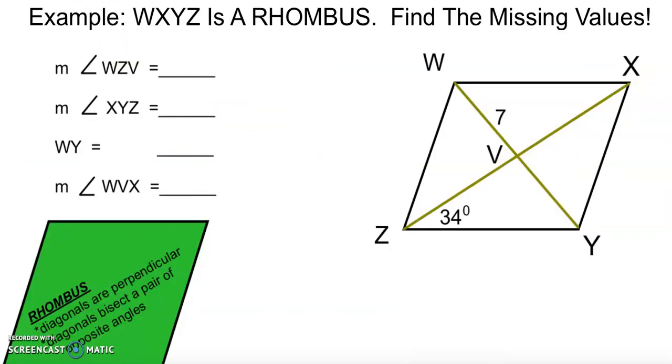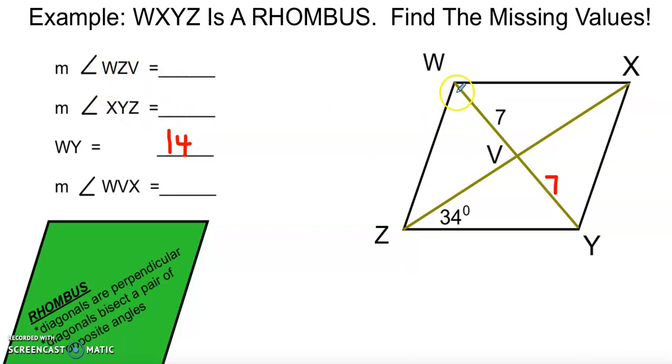So let's take a look at some values inside of here. So you've got a rhombus here. You'll notice I've shown a value of WV at 7. And because one of the characteristics are diagonals bisect each other, then I would know this number is 7 as well. And that would make WY here, this entire length here, 14. So that's one of the things I can get out of the way right off the bat. So WY is 14.